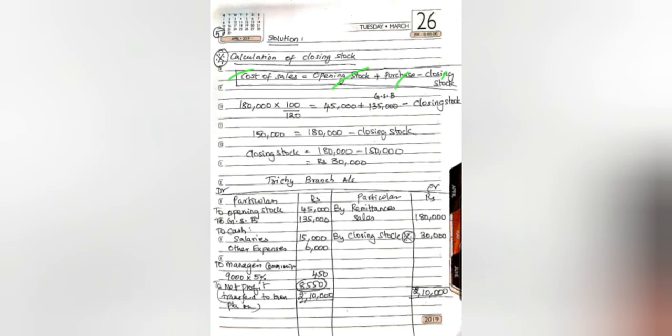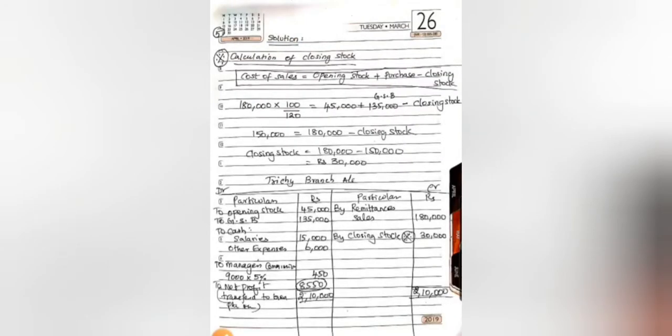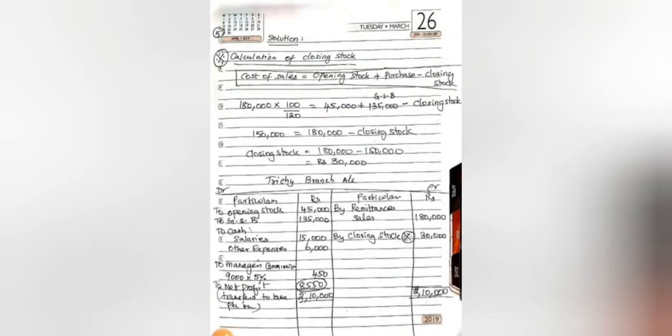As the cost of sales here, we take the sales at the branch, 1,80,000, since it is cost plus 20%. So 1,80,000 into 100 by 120. How is it 100 by 120? So 100 plus 20. 20% is the cost plus, so we are adding 20%. This is equal to opening stock, here 45,000.